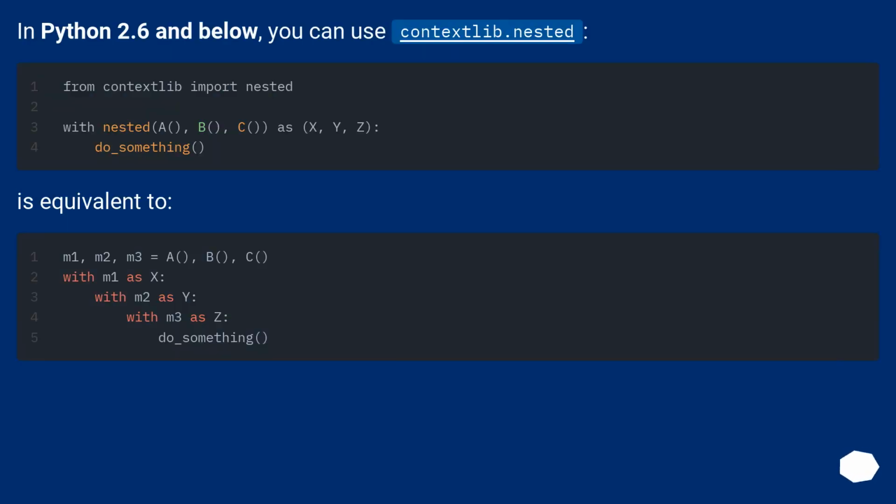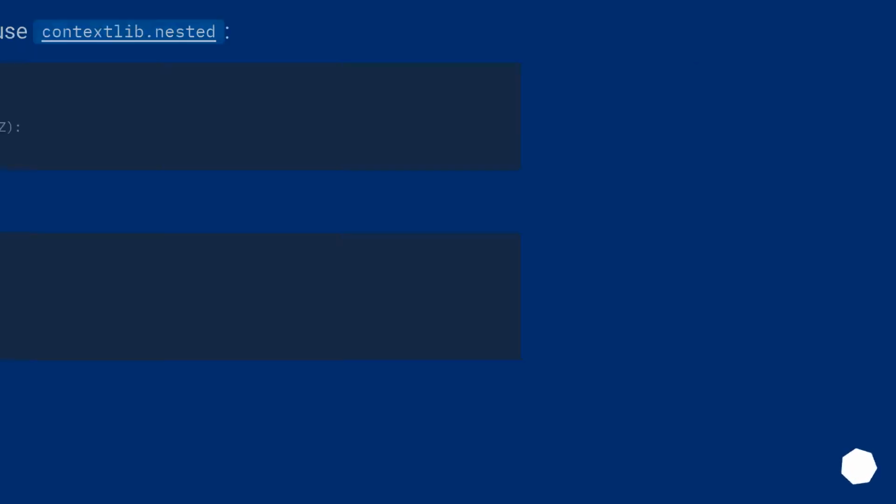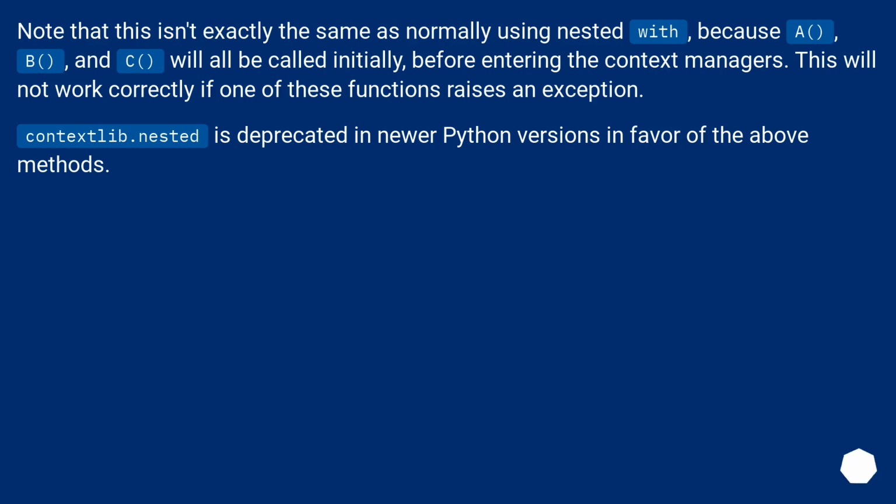In Python 2.6 and below, you can use contextlib.nested. This is equivalent to the nested form. Note that this isn't exactly the same as normally using nested with, because A, B, and C will all be called initially, before entering the context managers. This will not work correctly if one of these functions raises an exception. contextlib.nested is deprecated in newer Python versions in favor of the above methods.